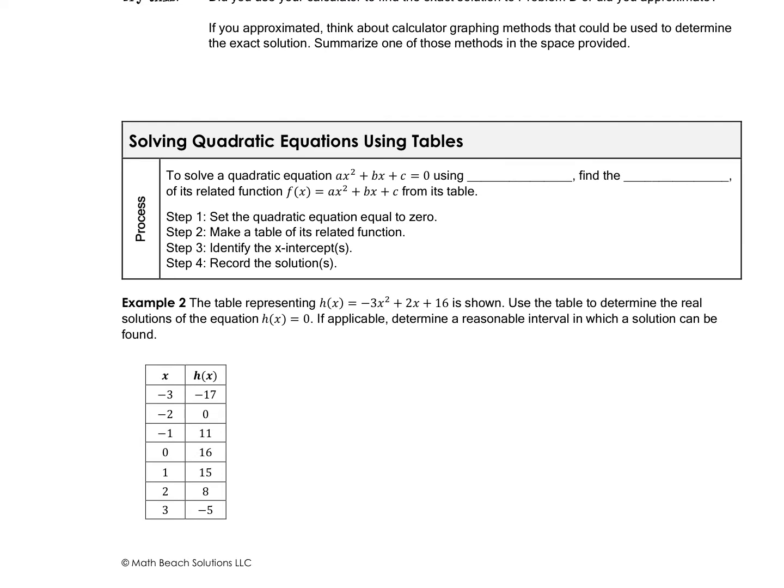Okay, so there is another way of solving quadratics. There's lots of ways, actually. So we're going to solve the quadratic equation using a table. So when we're using tables, you're finding your x-intercept. So anytime you have an x-intercept, remember that means your y value equals 0. So that's what you're going to be looking for.